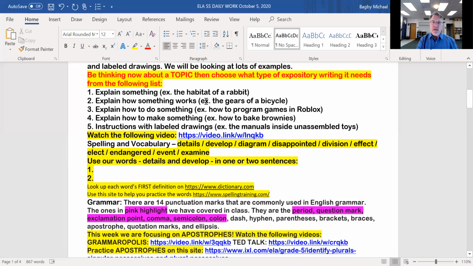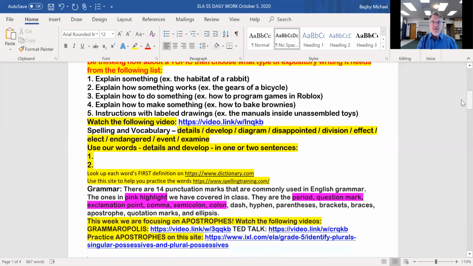For example, explaining the habitat of a rabbit, explaining how something works, like the gears of a bicycle, explaining how to do something, how to program games in Roblox. I bet many of you can do that. Explain how to make something, how to bake brownies, or instructions with labeled drawings, the manuals inside unassembled toys. Growing up at Christmas time, my dad and mom would be up late Christmas Eve looking at the manuals of the unassembled toys and trying to get them assembled.